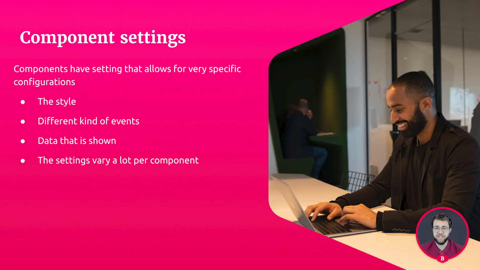Each component has its own settings. They vary per kind and per individual. Some settings, for example, are about the style of the component. Should a button take the full width of its container, or should it have a different color? What kind of events should be triggered, and what kind of data should be shown exactly? These settings can vary a lot and allow for a lot of variety and creativeness whilst building your pages.